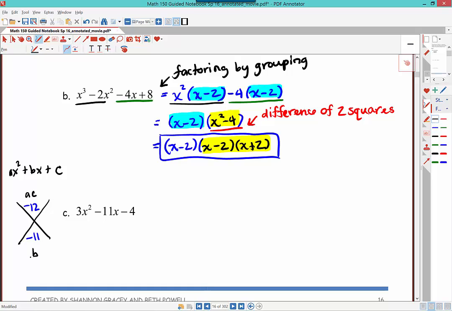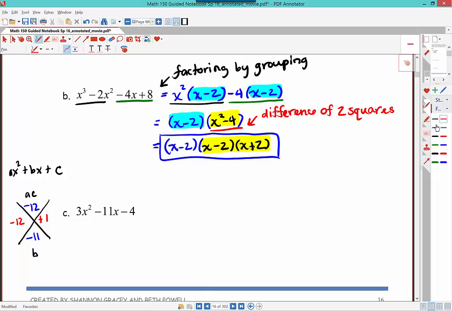And then what we need to figure out is what two numbers will have a negative product, negative 12, and when you combine like terms, you end up getting negative 11. So what two numbers work? Awesome. Negative 12 and positive 1.